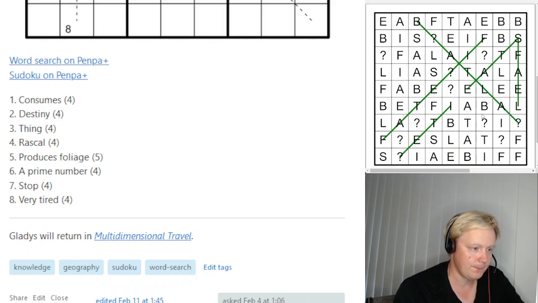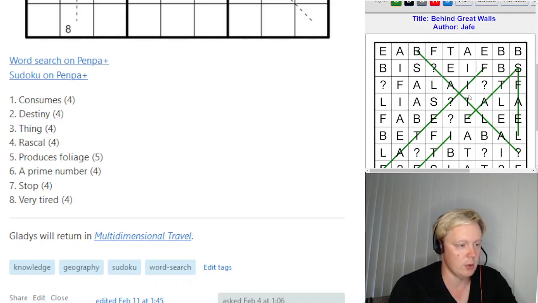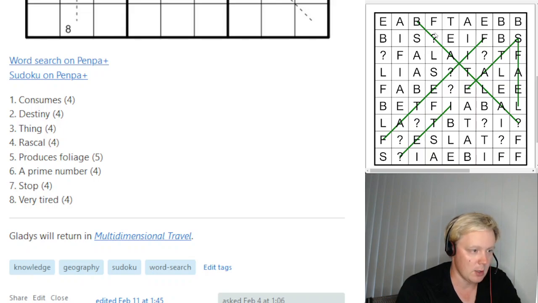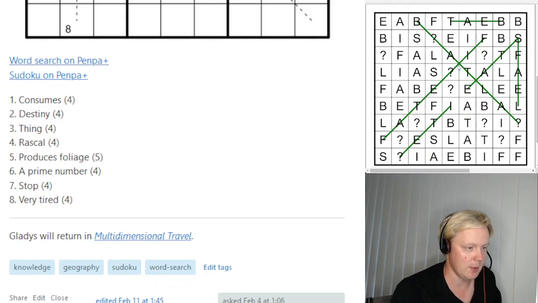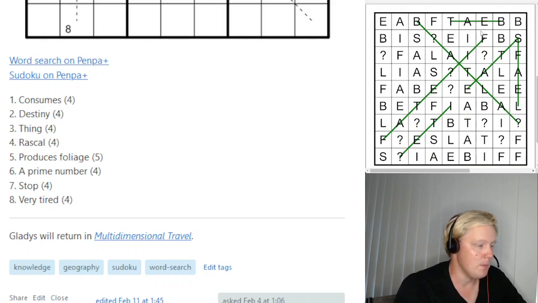And one more clue to go, which is "very tired." So, very tired. If you're very tired, you beat. That's 4 letters, and we have all those letters in the grid: B-E-A-T. So let's see. B. There's no E around this. B-E-A-T. So it's going to be here. Beat. And we know it's correct because it says we're correct. So beat was there.